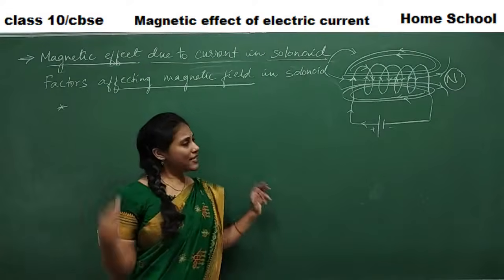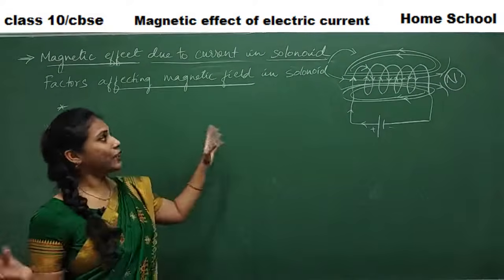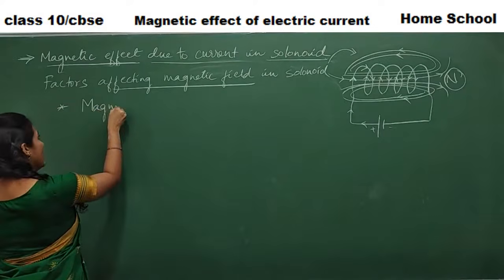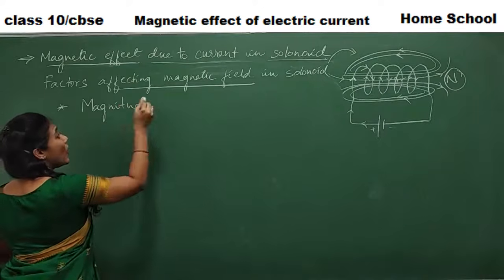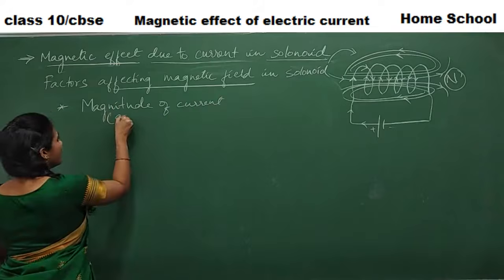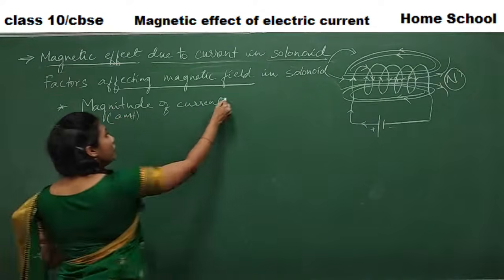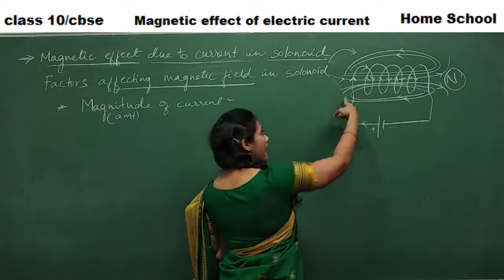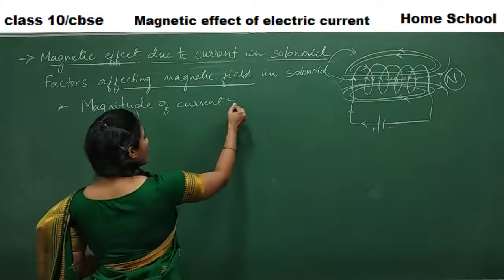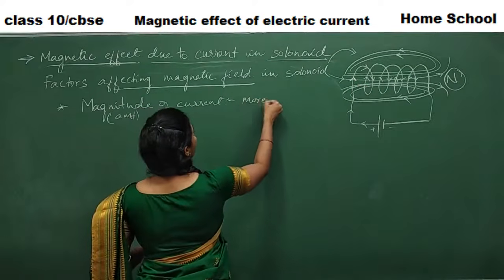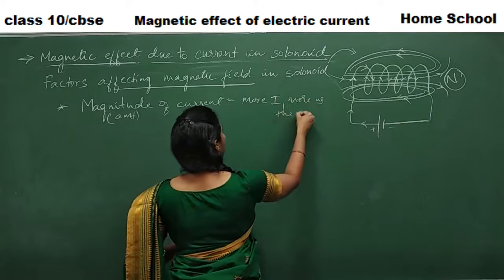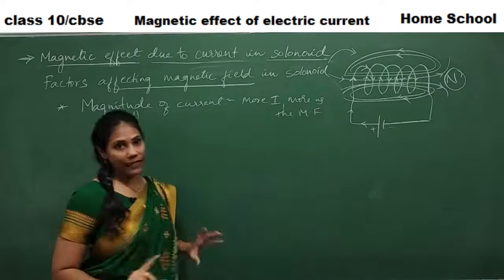See guys, the first factor that the magnetic field of a solenoid depends on is the magnitude of current, or you can also say the amount of current or strength of current, anything. Magnitude in the sense of what? The amount of current, the strength of current. The more current you supply in a solenoid, the more magnetic field gets generated. So what you can remember? More the current, more is the magnetic field here. So this is one important factor.